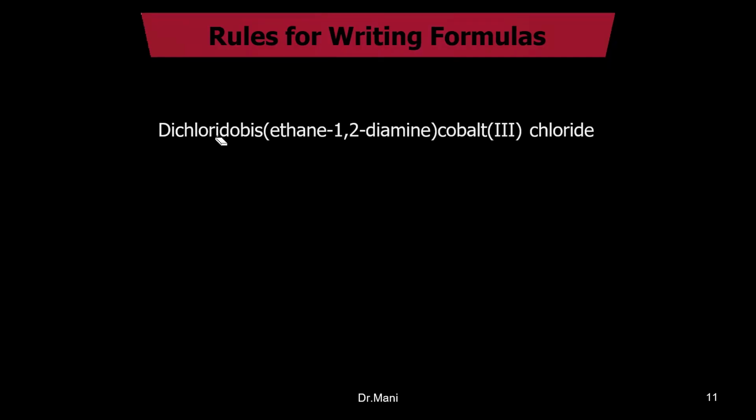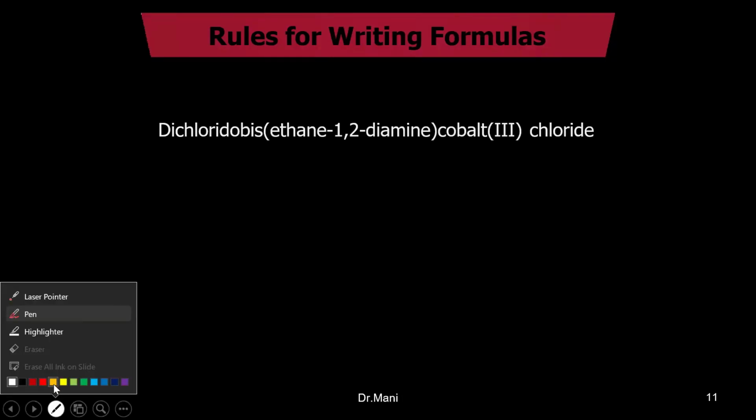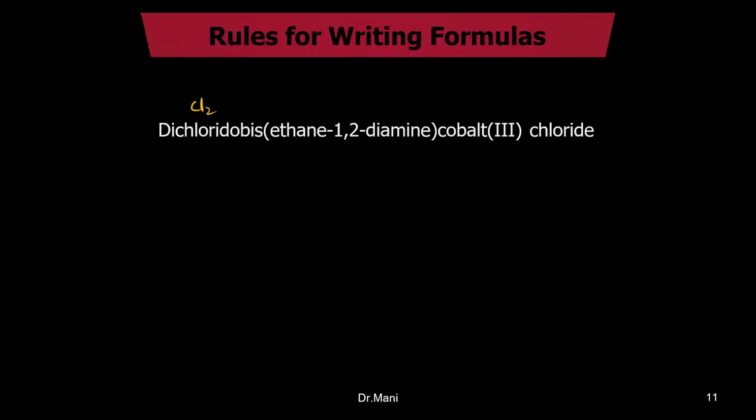There is a chloride. That means chlorine is present. How many chlorines are present? Tell me guys, how many chlorines are present? Chlorines are 2. How many ethane 1,2 diamine are present? 2, because here it's clearly mentioned bis. So bis means we should take 2. So I can take en within brackets twice. Okay, fine. And what else is there?